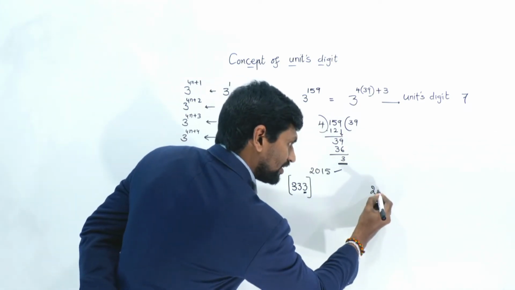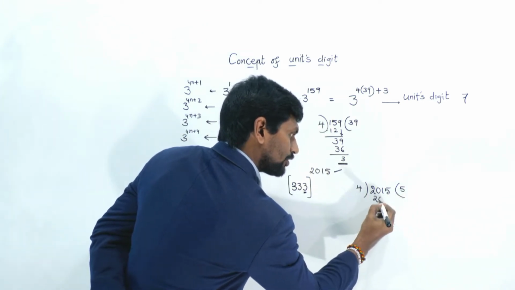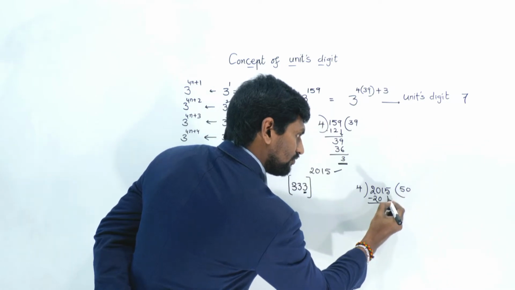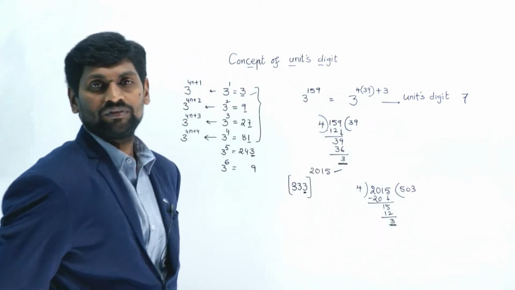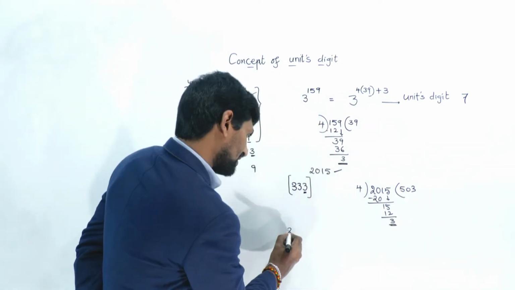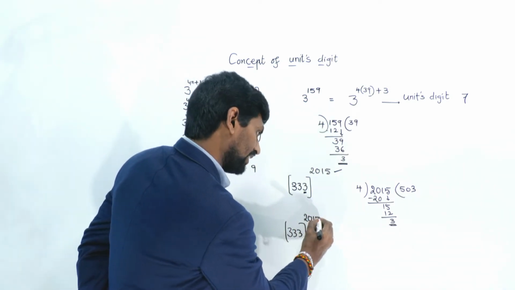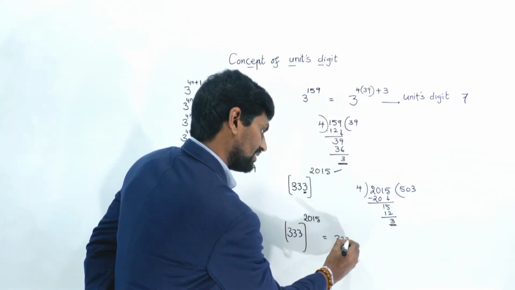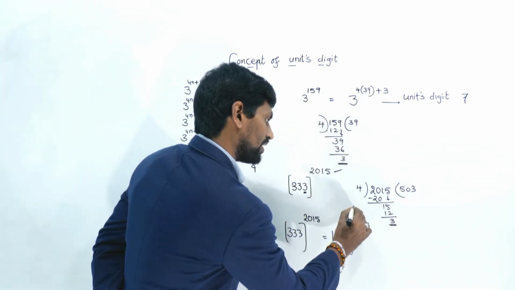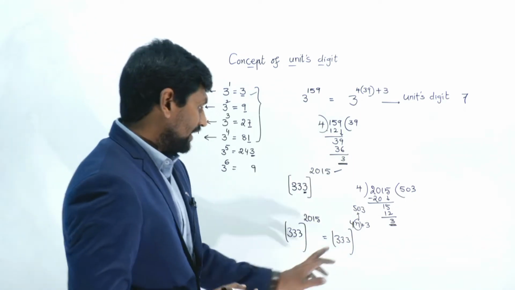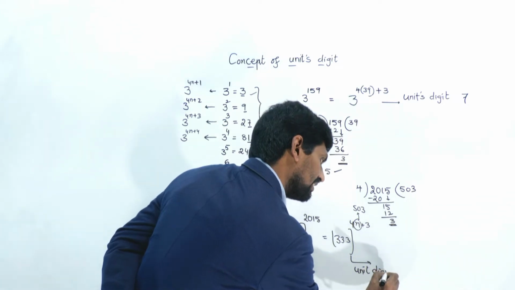So this 2015 should be divided by 4. 4 5s are 20, 0, 5 down. 4 3s are 12. Again 3 is the remainder. So this 333 whole to the power of 2015 can be expressed as 4n plus 3. In the place of n, we should write 503. So its unit digit is 7.